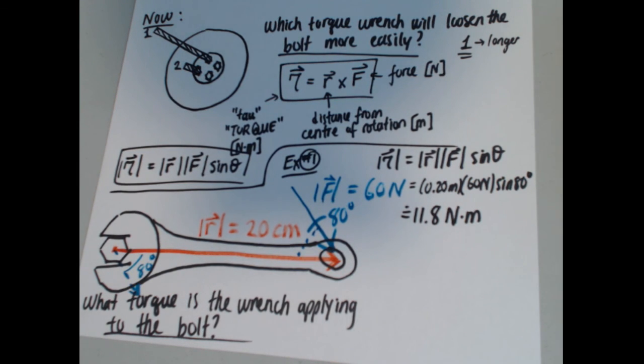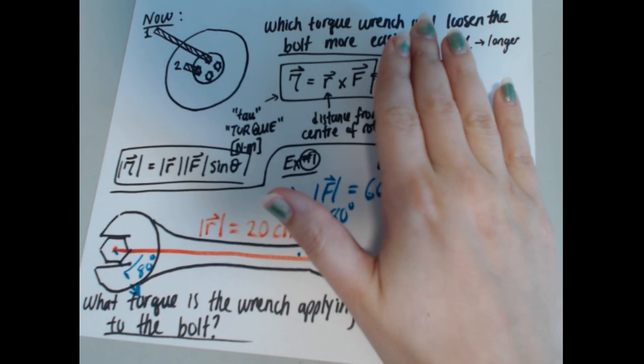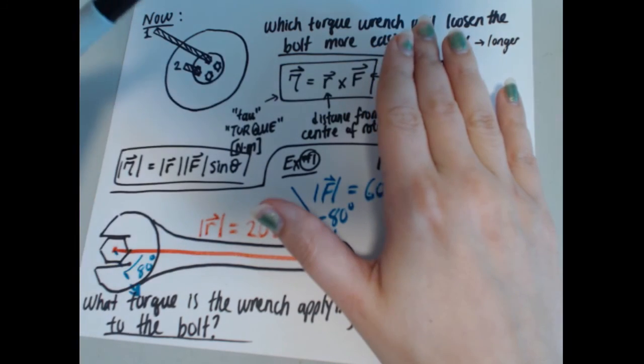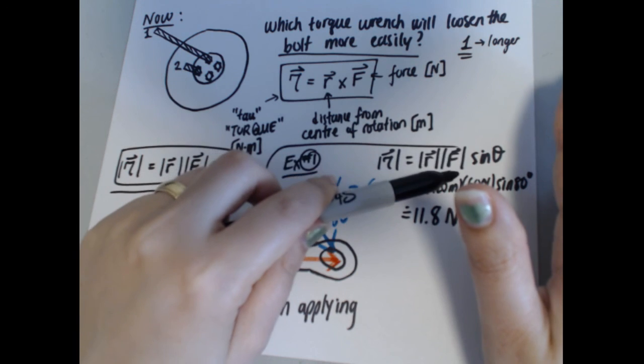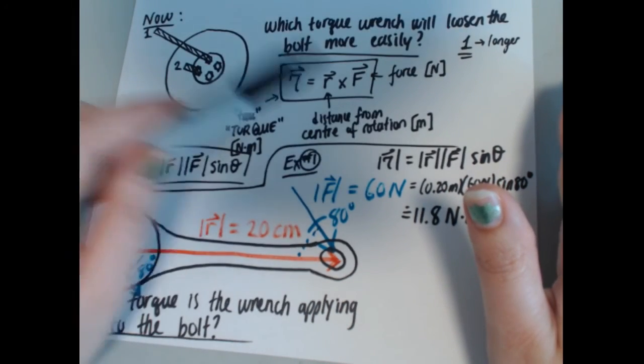Okay, so take your right hand. This is what we learned in 7.5. Take your right hand, your right fingers, start them pointing in the direction of the first vector, which is R, and then curl them toward F. Whatever direction your right thumb points is the direction of the torque.